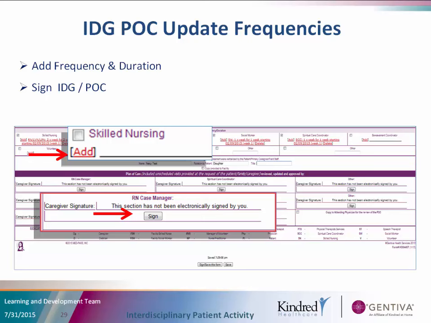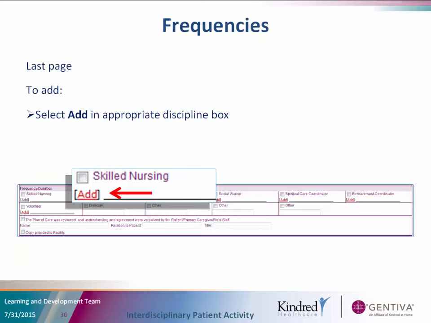Enter the frequencies as determined by the IDG. You must sign and save the IDG POC form. Confirm the frequencies entered are correct as determined by the IDG. If frequencies have not been entered, select Add in the appropriate disciplines box. The Add Frequency box displays.